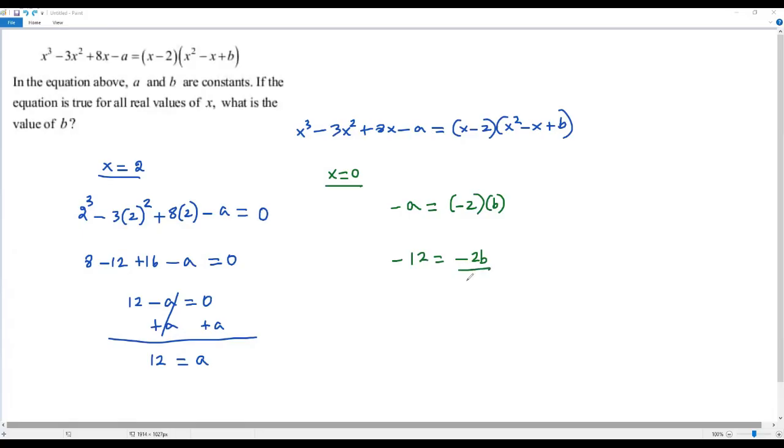Now to solve for b, let me divide both sides of this equation by −2. Then this −2 will cancel out, and this negative will cancel out. 12 divided by 2 is 6. On the right side, we have b. Okay, here I got the value of b. The value of b is 6.